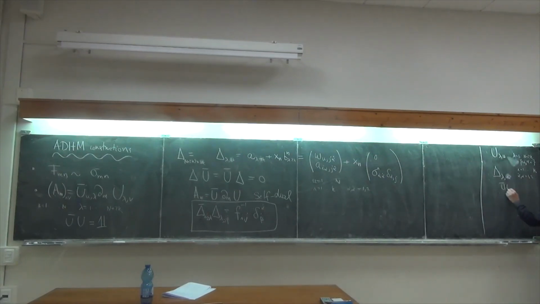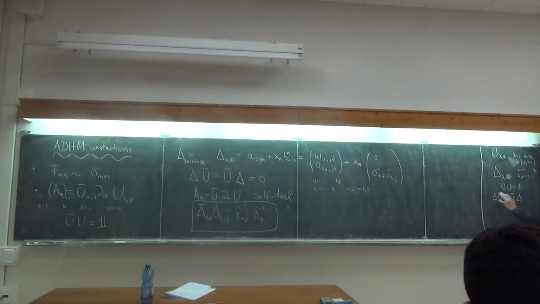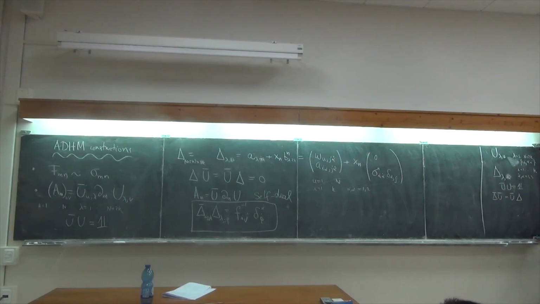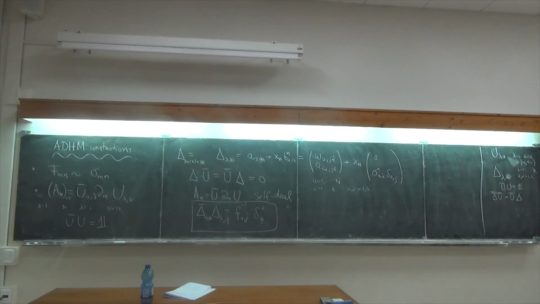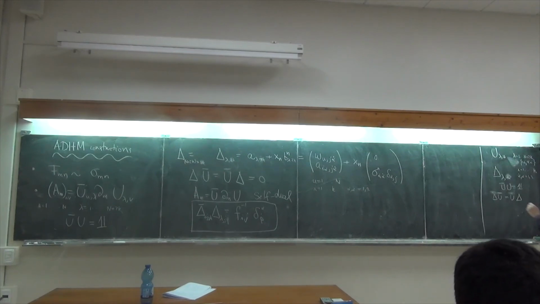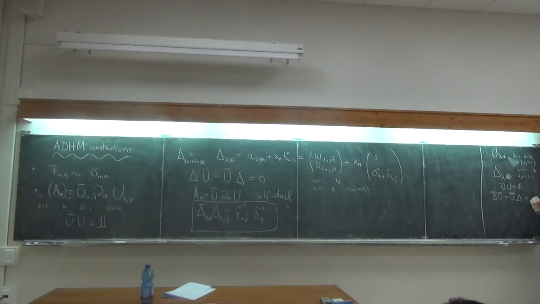And then we have these properties. U bar U is equal to 1. Delta bar U, and U bar delta, is equal to zero.